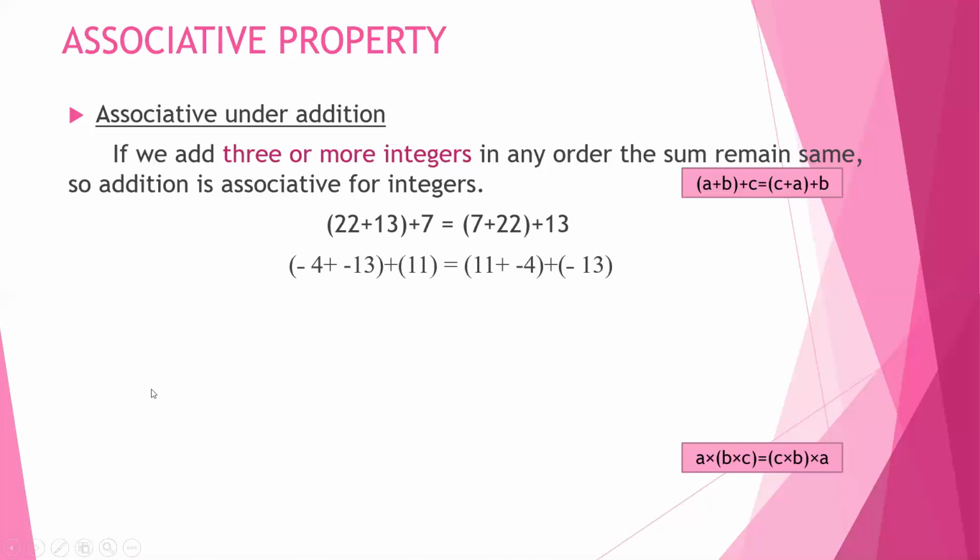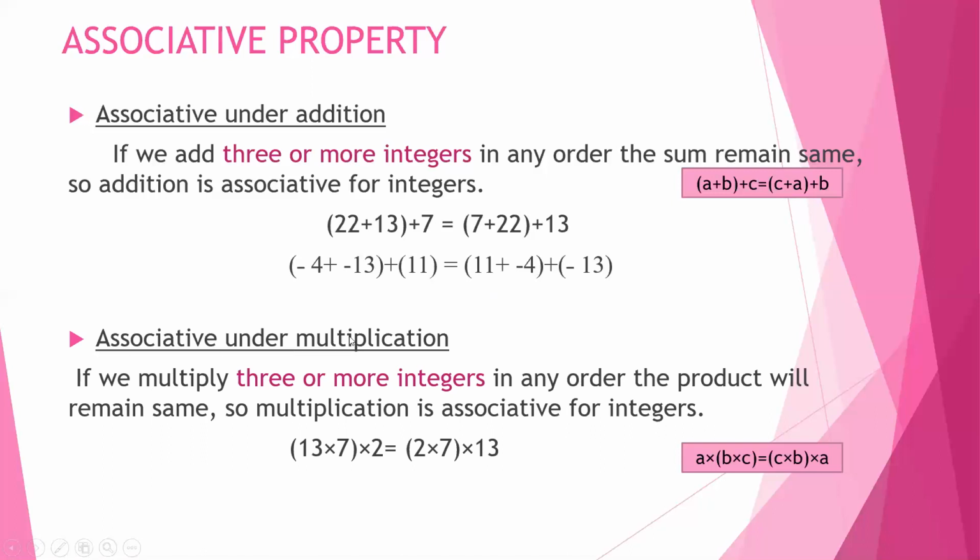If I'm taking another example of associative under multiplication, when I'm taking 3 integers and multiplying them, 13 into 7 into 2, and when I'm changing the order, there is no change, the product will remain same. We can see 13 into 7, which is 91, 13 sevens are 91, multiplied by 2, which is 182. Fine. And when I'm multiplying 2 into 7, which is 14, and 14 multiplied by 13 is again 182. In the product, there is no change.